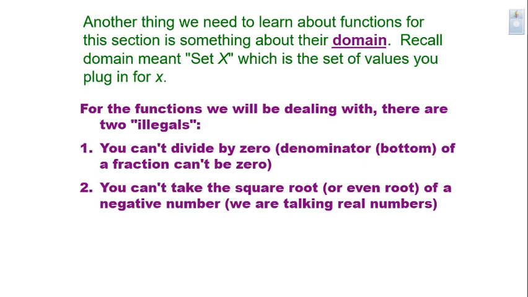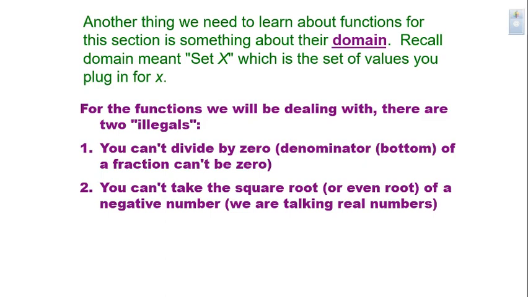Also, if you find the square root or any even root of a negative number, you do not get a real number answer. So if you want a real valid function, that means a function whose answers are real numbers, whose outputs are real numbers, if you're taking a square root or an even root, your input under the radical, the radicand, as it's called, cannot be negative. It has to be a positive number or zero.